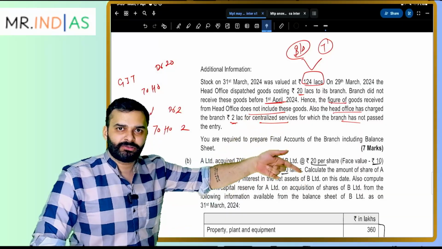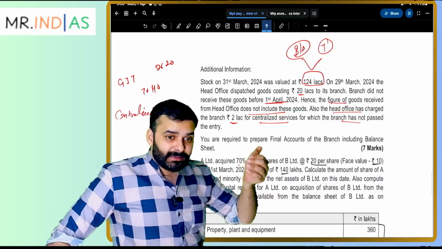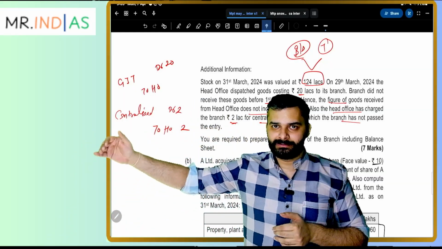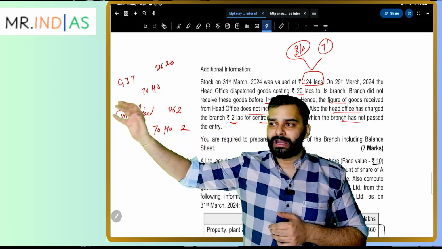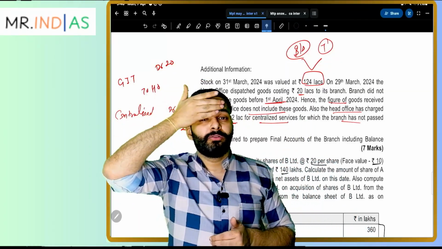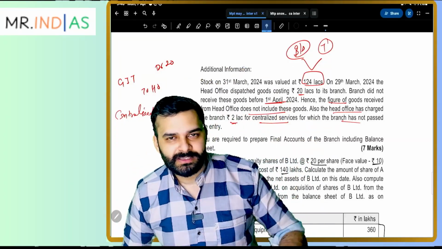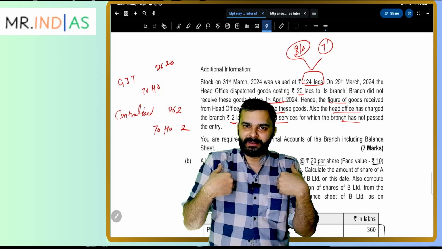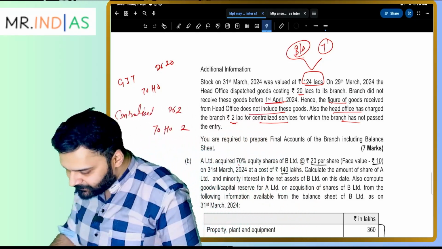Who is in fault? Branch. You have to pass entry in the books of branch. What entry are you going to pass? Since HO paid expense for the branch, I told you HO and branch are independent persons. Your neighbor has paid something for which you had an expense. What entry are you going to pass into your books of accounts? You book your expenses and payable to your neighbor. So the same entry the branch will pass.